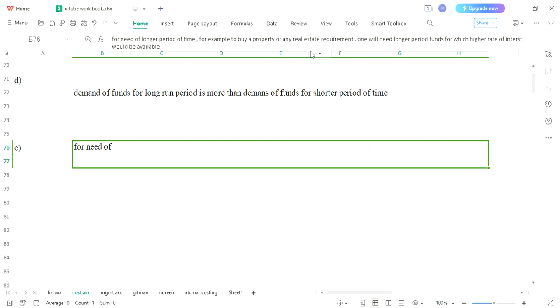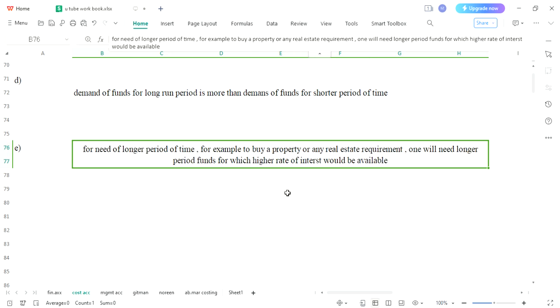For market segmentation, what we have discussed is that there are different sorts of products available in the market. Some products are for a shorter period of time, some for a longer period of time. Like if you want to purchase property or invest in real estate, that would be for a longer period of time and you will have to pay more interest.